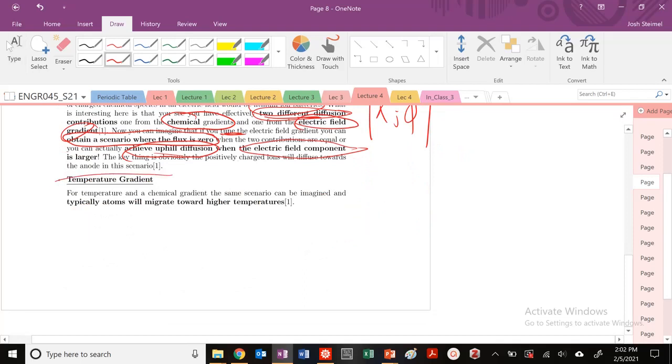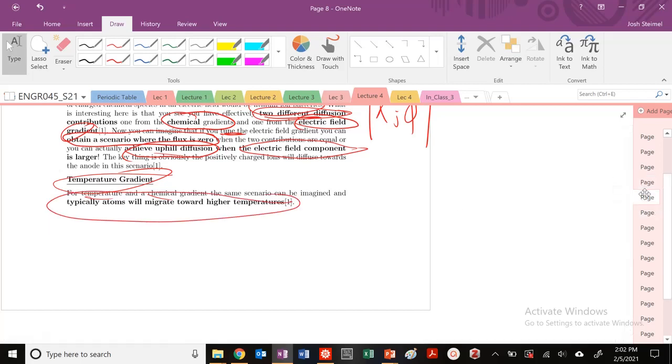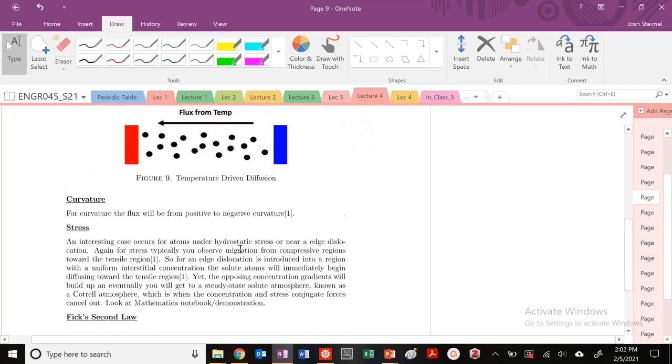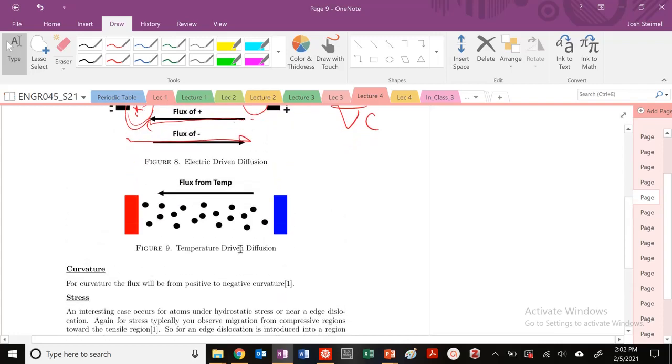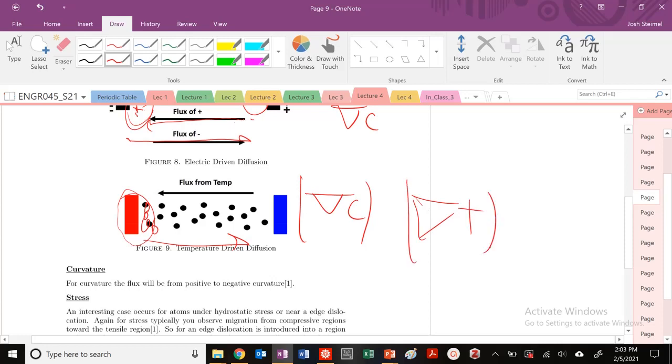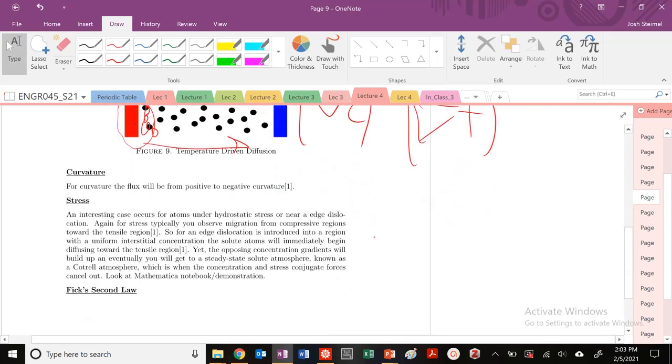You could also have a temperature gradient, so a temperature and a chemical gradient at the same time. Typically, atoms are going to move towards a higher temperature. That's the nature of most atoms. Again, there are always exceptions to the rules, but with higher thermal energy, the flux of atoms will tend to accumulate on this side. And again, you'll get accumulation of atoms here. So why wouldn't they move in the opposite direction? Again, it's this competition of which magnitude is larger, this or this. That's the competition that we're dealing with here.